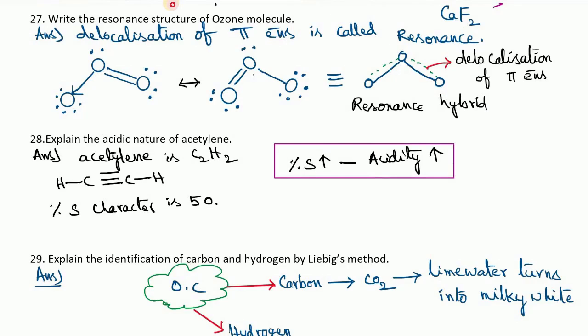What is resonance? Delocalization of pi electrons. Previous board examination question. What is resonance? Delocalization of pi electrons, not sigma electrons. Only pi electrons is called resonance. Okay. So now in O3, ozone structure means O3 molecule. In O3, 1, 2, 3 oxygen atoms are there.